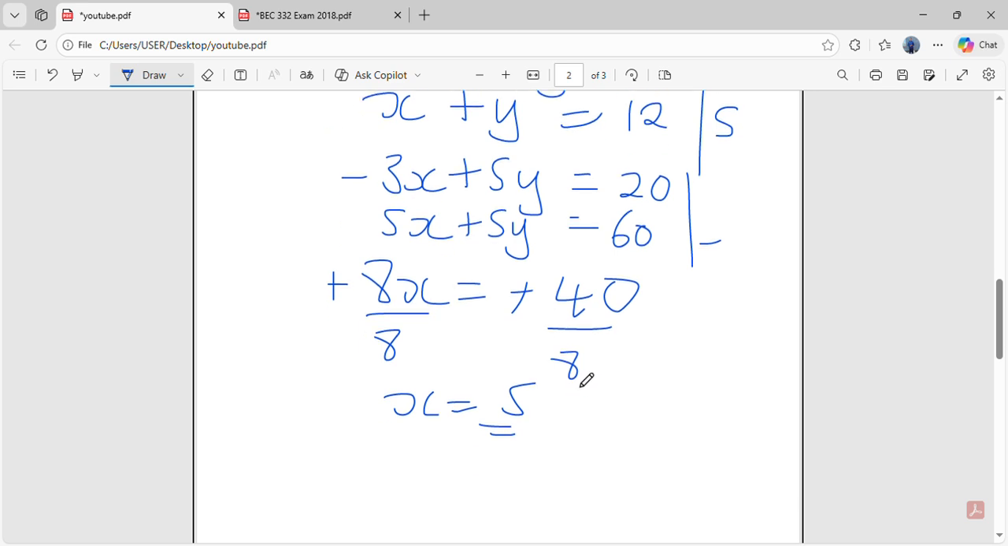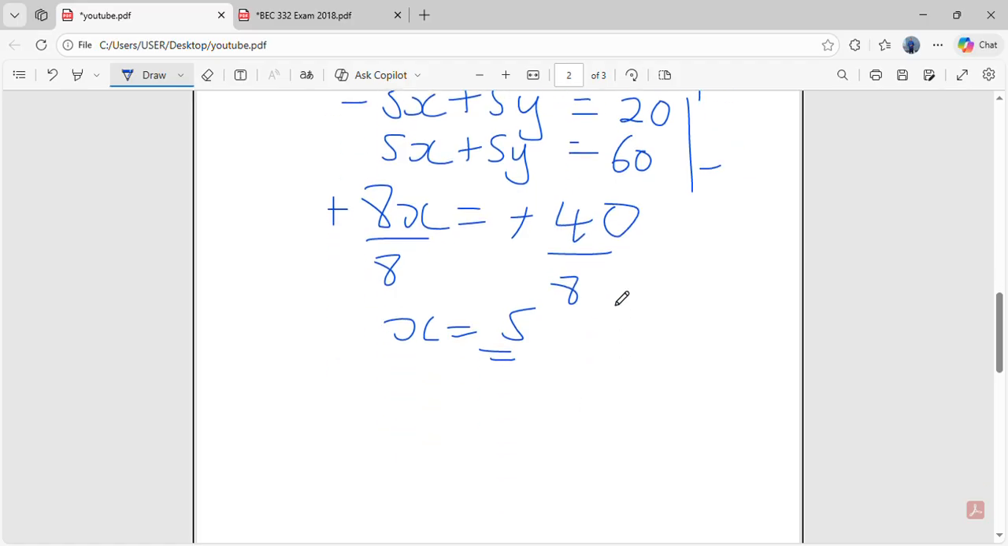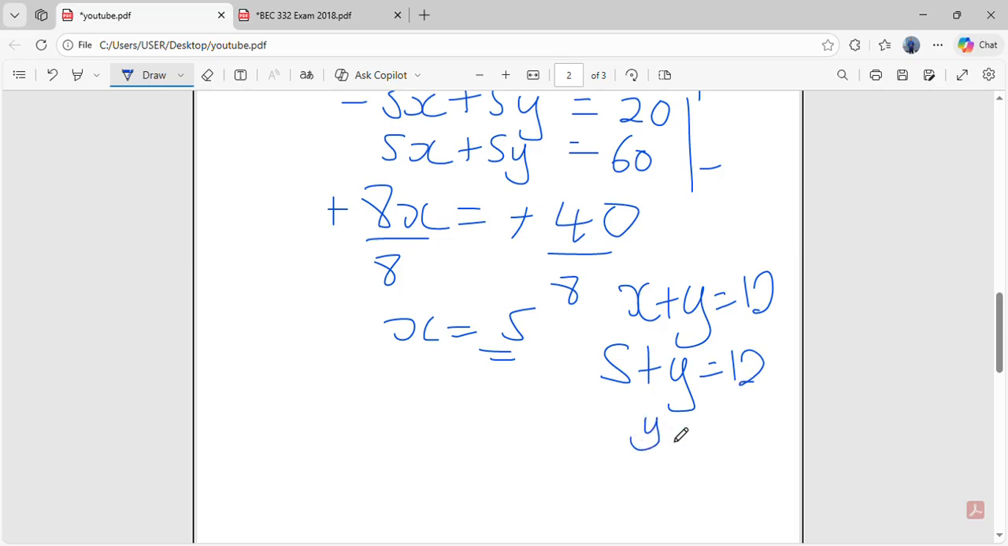So in this case, again, we are going to get the value to basically find the value of what? Y. So we are going to say x plus y is equal to 12. Then the value of x is what? 5 plus y equal to 12. And we are going to equate like terms. So we say y is equal to 12 minus what? 5. So what is 12 minus 5? 7.